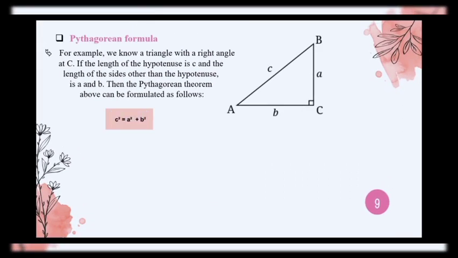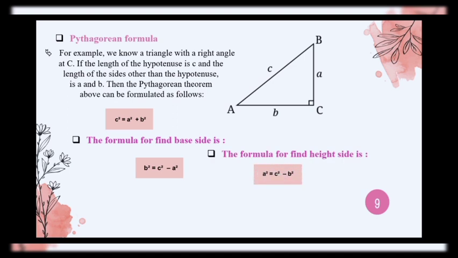Next is the Pythagorean formula. For example, in this picture, we know a triangle with a right angle at C. If the length of the hypotenuse is C and the lengths of the sides other than the hypotenuse are A and B, then the Pythagorean theorem can be formulated as follows: C squared equals A squared plus B squared. And the formula to find the base side is B squared equals C squared minus A squared. And the formula to find the height side is A squared equals C squared minus B squared. Note, A is height, B is base, and C is hypotenuse.